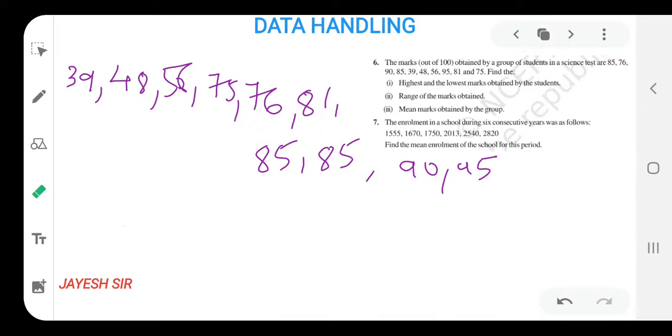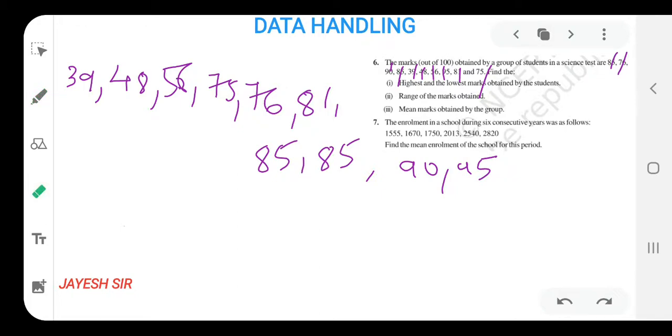So let us count whether we have considered all the numbers or not. 1, 2, 3, 4, 5, 6, 7, 8, 9, 10. 10 observations are there, and let us count ours. 1, 2, 3, 4, 5, 6, 7, 8, 9, 10. Yes, we have considered all the observations and written them properly in ascending order. I hope you all might be getting it.